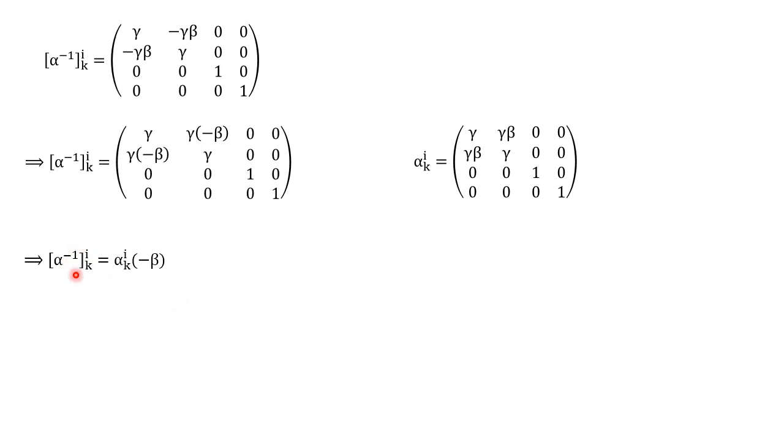So you can see that the inverse is given by replacing beta with minus beta in the Lorentz matrix. So everywhere we have beta, we replace it by minus beta, and that will quickly give us the inverse matrix. So that's the simplest and fastest method to use to find the inverse where necessary.